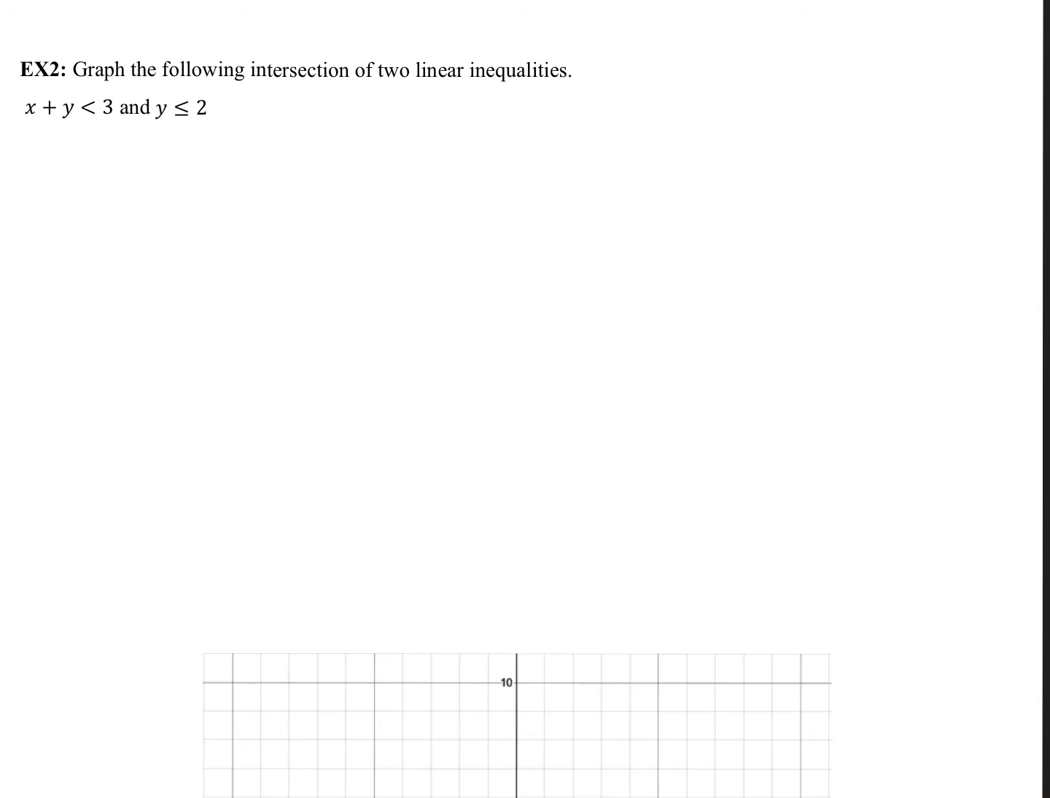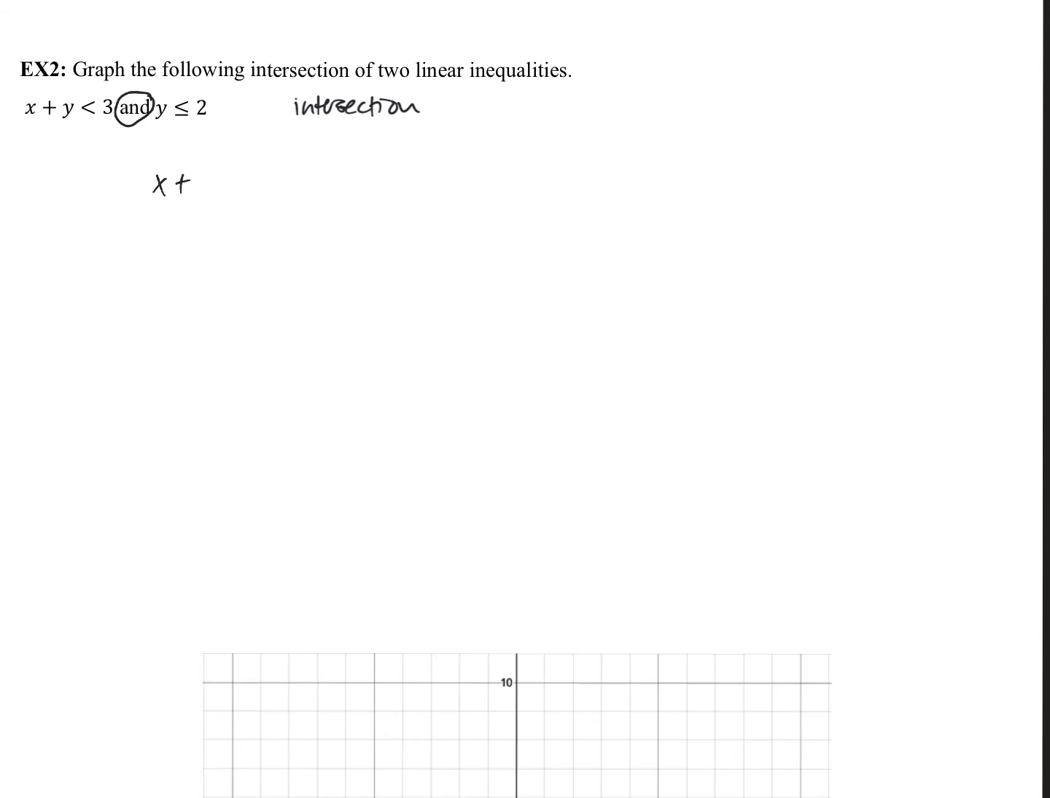Now, what do these two say? This says x plus y less than 3 and y less than or equal to 2. Okay, so this is going to be an and statement, which if you recall, an and statement means we're talking about the intersection of those two. So we'll have to keep that in mind after we graph them. So the easiest thing to do first is to graph each one and then highlight the area that they intersect.